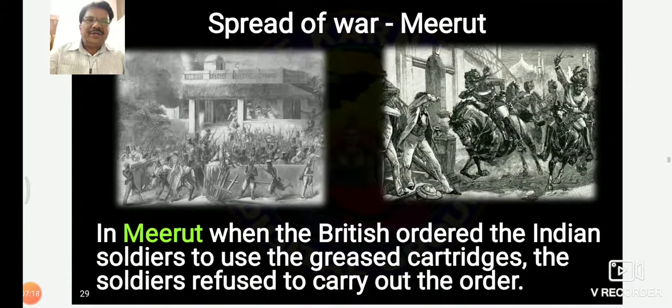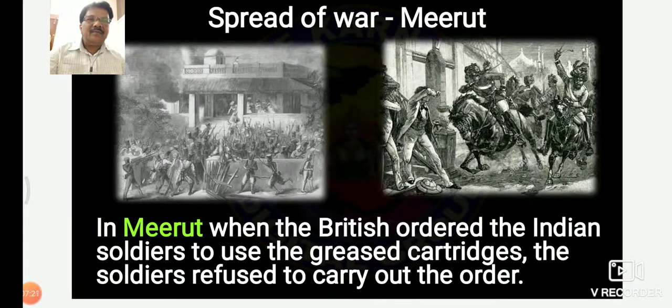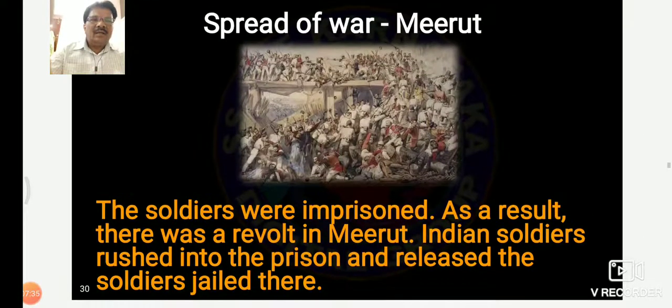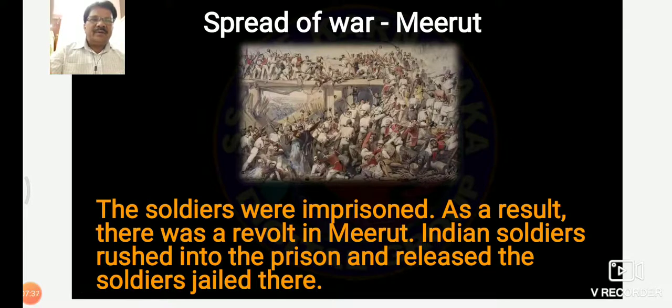Next, the Mutiny 1857 spread to Meerut. In Meerut, when the British ordered the Indian soldiers to use the greased cartridges, the soldiers refused to carry out the order. The soldiers were imprisoned. As a result, there was a revolt in Meerut. Indian soldiers rushed into the prison and released the soldiers jailed there.